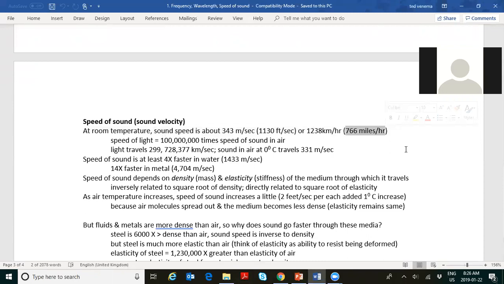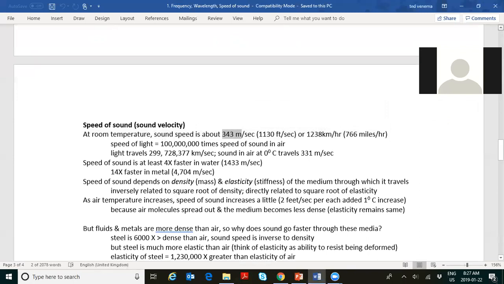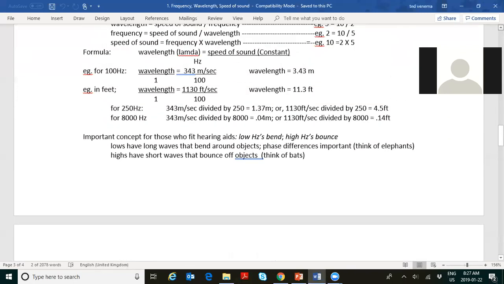Okay, a bit faster. So when you're flying from St. Louis to Kansas City, you're going about 500 to 600 miles an hour. It'll take you a little bit less than an hour, I think, to fly from one place to the other. Okay? But in terms of per second, it's 1,130 feet per second or 340 meters per second. So now let's move back to where we were and let's figure out wavelength. Here we go.